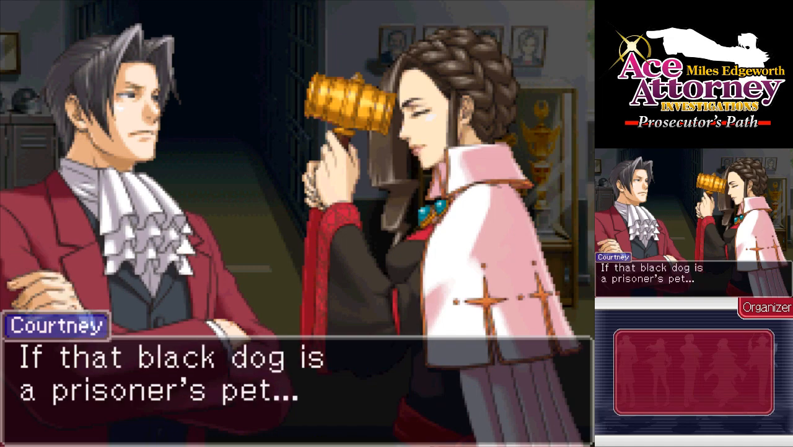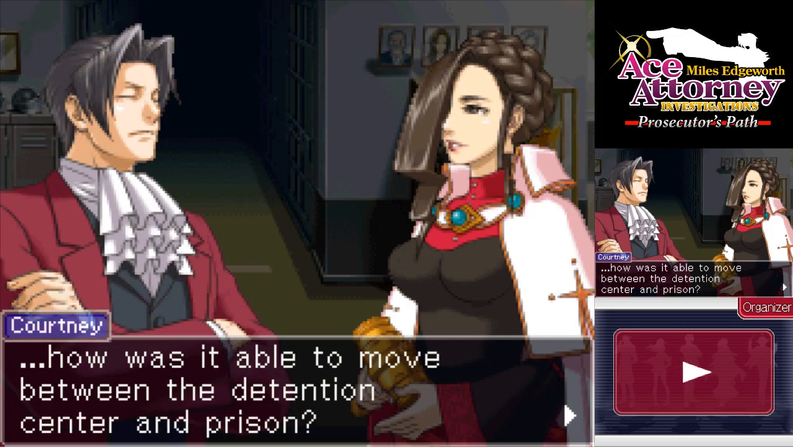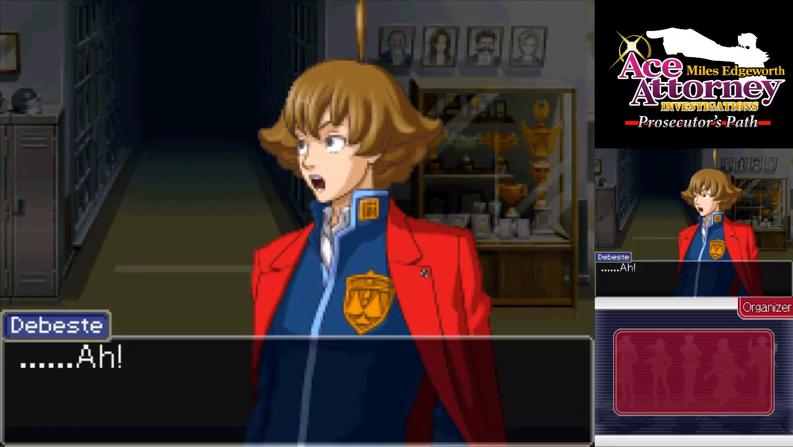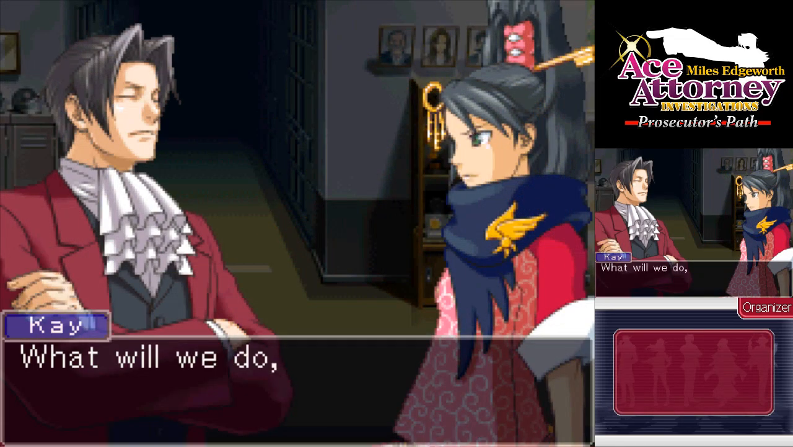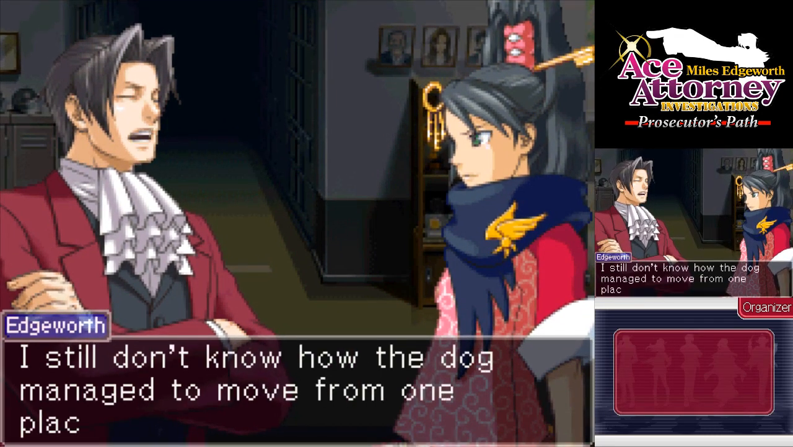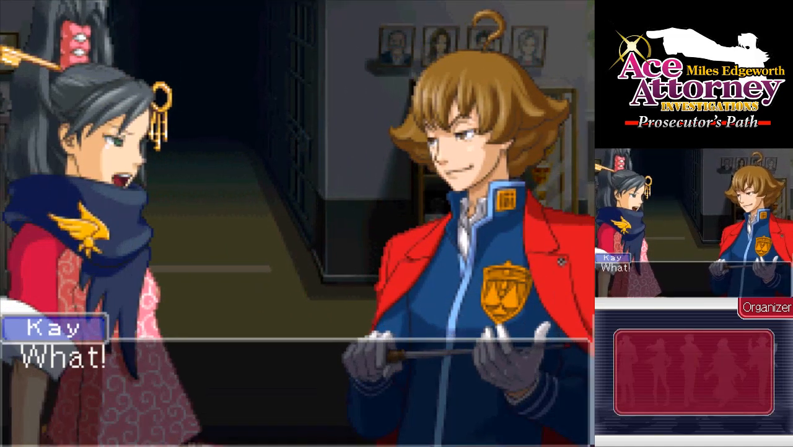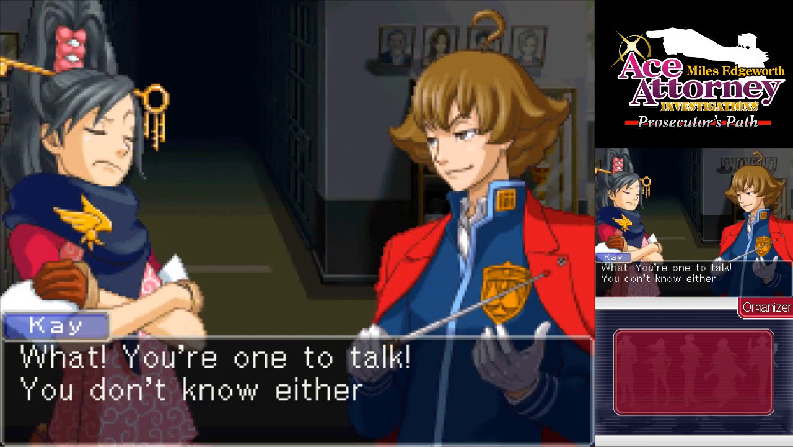If that black dog is a prisoner's pet, how was it able to move between the detention center and the prison? What will we do, Mr. Edgeworth? I still don't know how the dog managed to move from one place to the other. I knew it! What? You're one to talk. You don't know either.